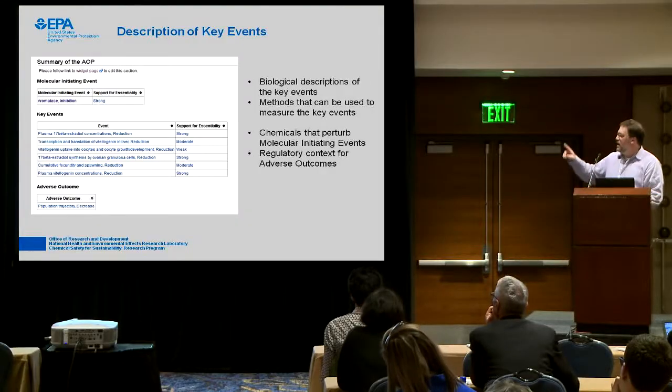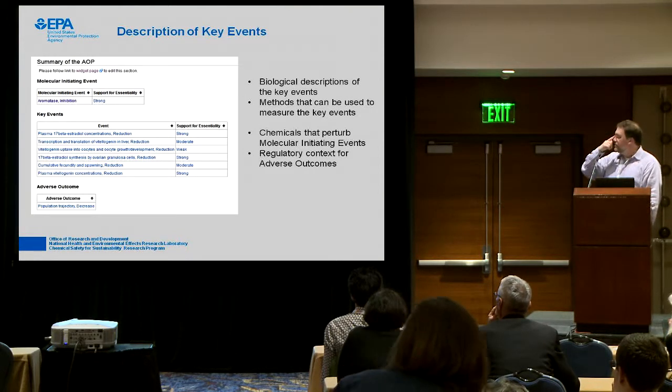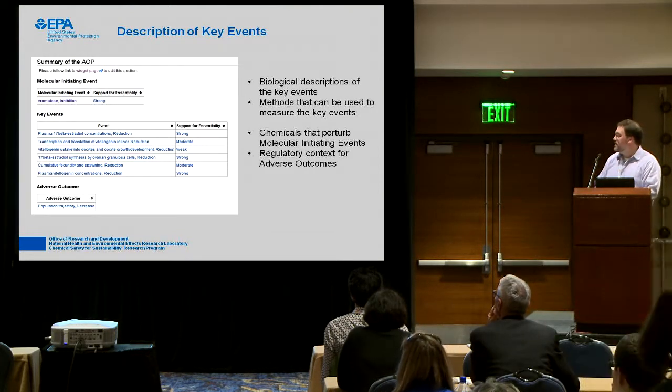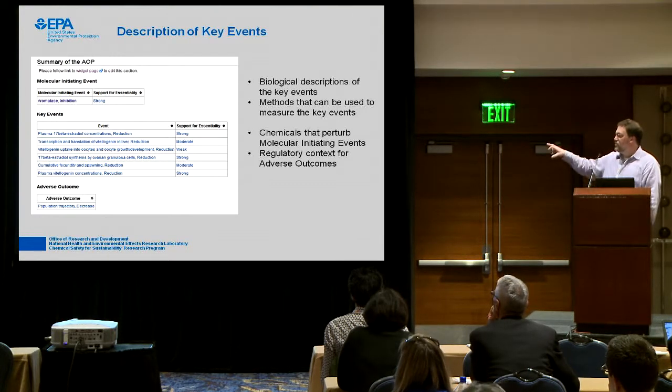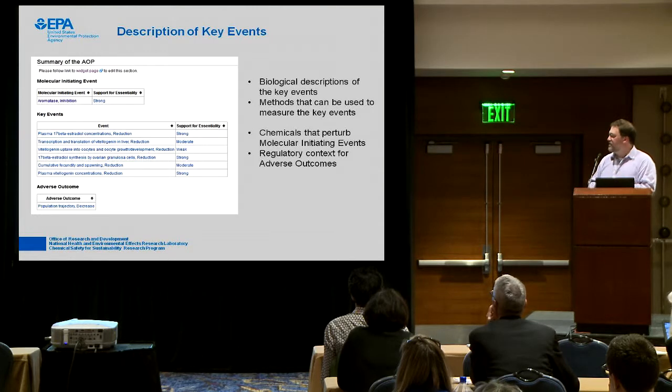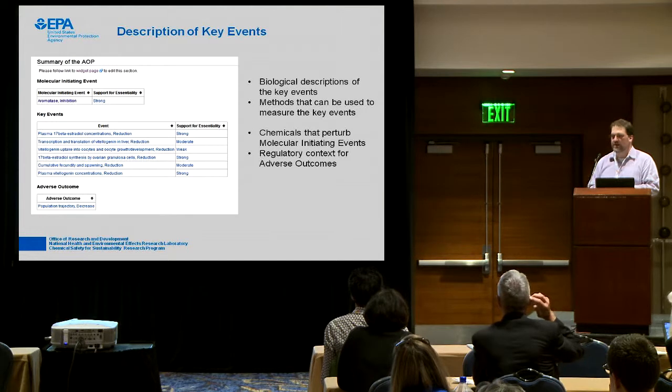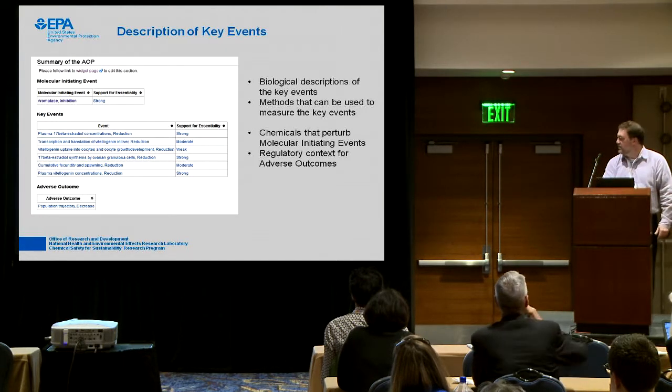And then on the adverse outcome pages, we'll have an optional section for describing the regulatory context for that adverse outcome. You'll see in the tables for the molecular initiating event and the key events, there's a column support for essentiality. The textual support behind those assertions is further down in the AOP page. And the criteria for defining moderate, weak, and strong in that particular case is outlined in the handbook, and Betty will cover that in her talk.